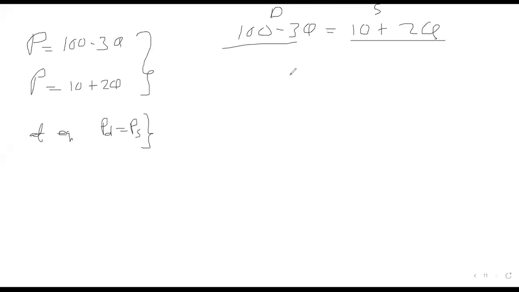Together? Yes. So 100 minus 10. Then the letters go on one side. We're going to have 2Q plus 3Q. So here we have 90, and here we have 5Q. When you divide by 5, we're going to have equilibrium Q equal to 18.